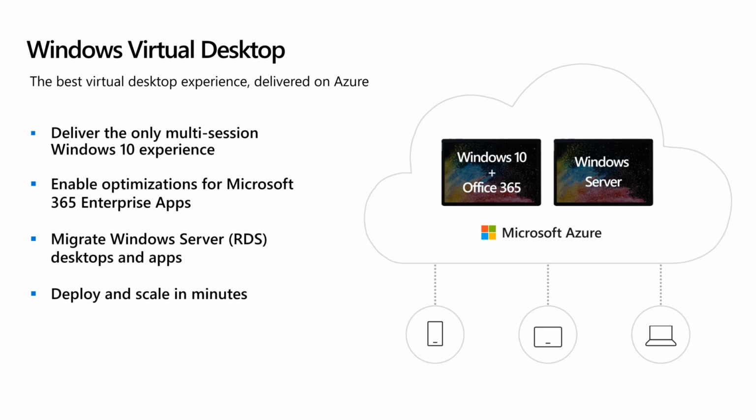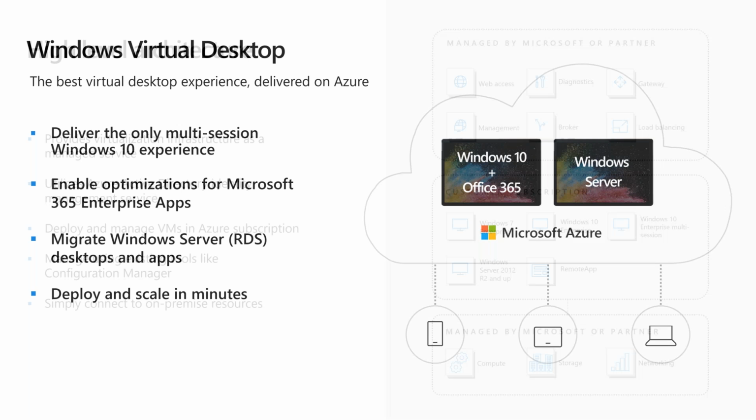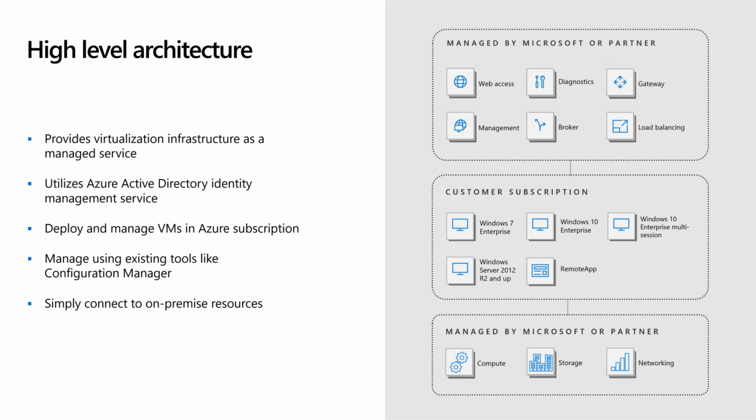And you can migrate Windows Server desktops and apps, so things that you already have today, you can migrate to this here, and the idea is it deploys and scales in minutes. But the key thing is that usually when you're standing all this up, you have to deal with all of this stuff on your own on-prem. Standing up on that top box there, which says managed by Microsoft or partner, usually you have to have a whole bunch of servers in HA to even allow somebody to connect to one desktop, right?